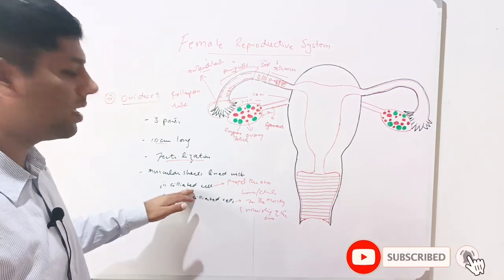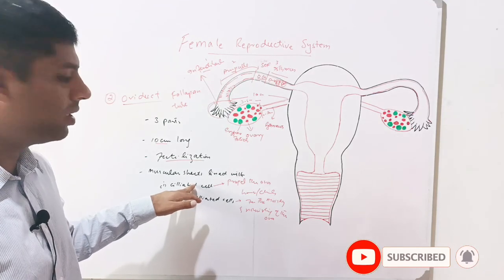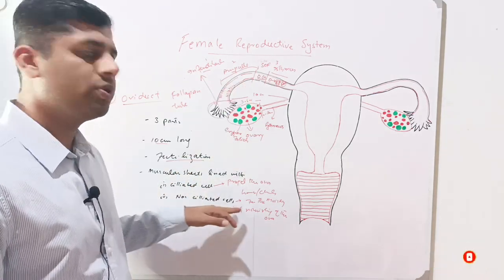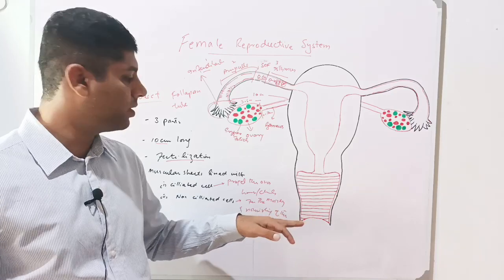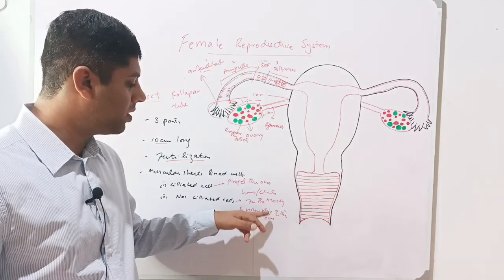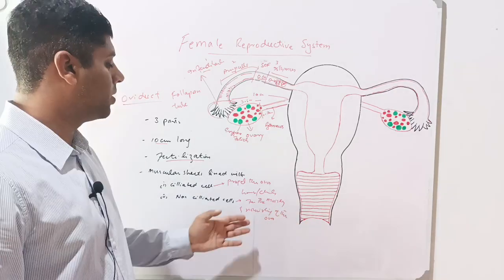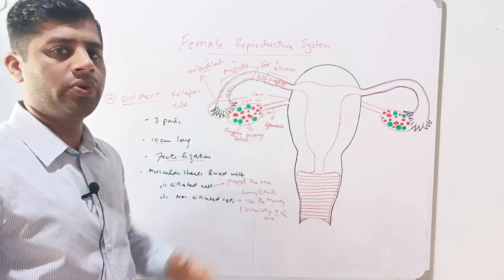So ciliated cells help in the movement and propulsion of the ova in the oviduct. Non-ciliated cells produce chemicals, hormones and nutritive products for the nourishment and moistening of the fertilized ova, so that the ova may not die during the travel in the oviduct.